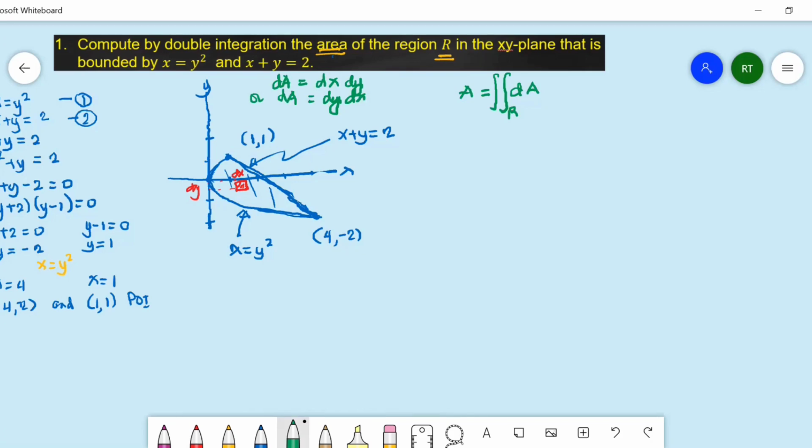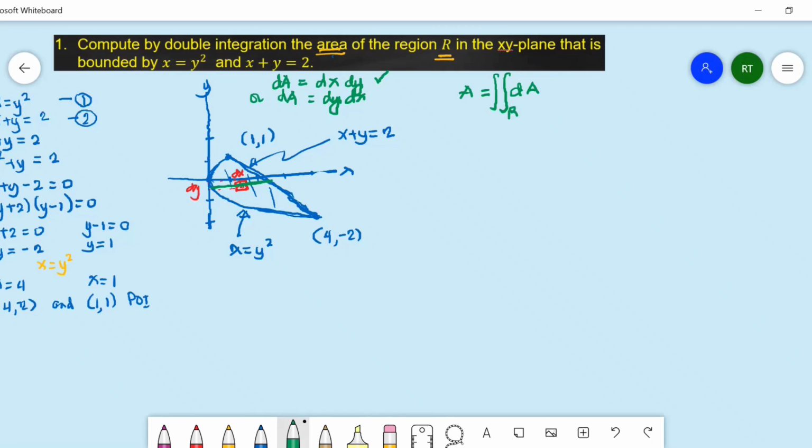Now, how do we know that it is vertically simple or horizontally simple? This is the same as saying whether we use the horizontal element or vertical element. Please take note that if we draw any horizontal line within the region, it will always be bounded on the left by the parabola and on the right by the line. So anywhere we draw a horizontal line, if it is consistent all throughout, then it is horizontally simple. So the differential of A is dx dy.